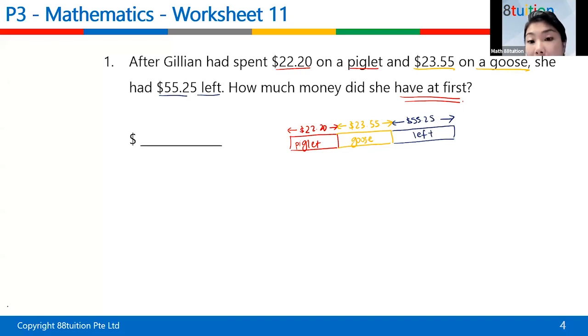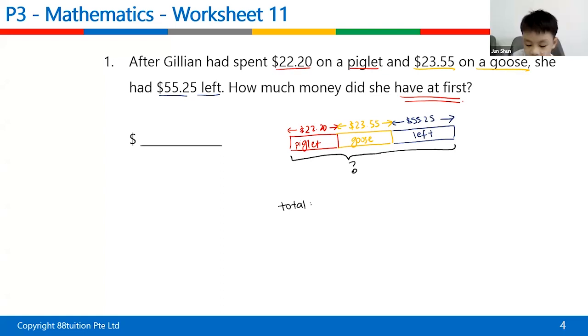Okay, so how much did she have at first? My curly bracket will be all the way from the start, and it will extend all the way to the end. So my question mark is this. Agree? Okay, so how do I do it? How do I find the question mark? How do I find the total amount of money she has? Plus what?